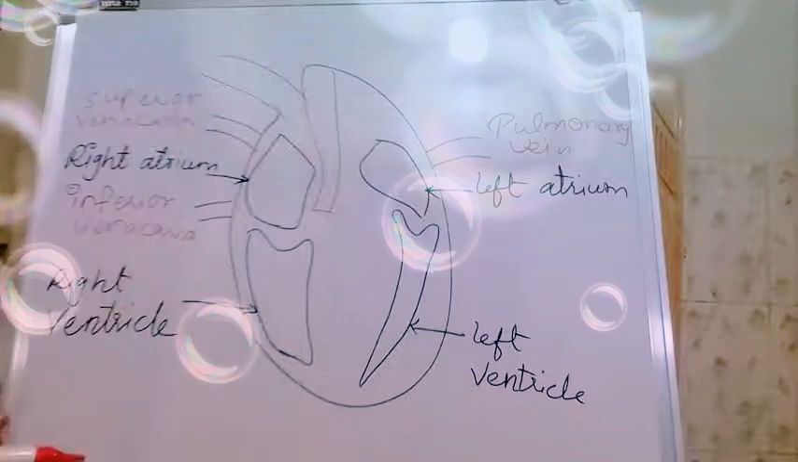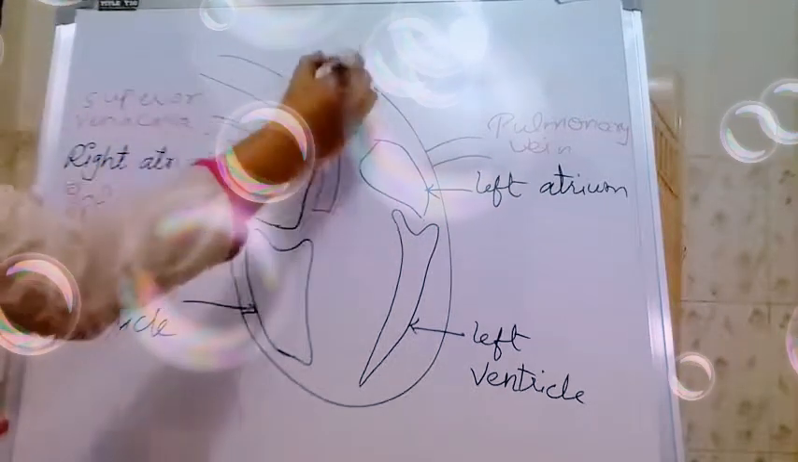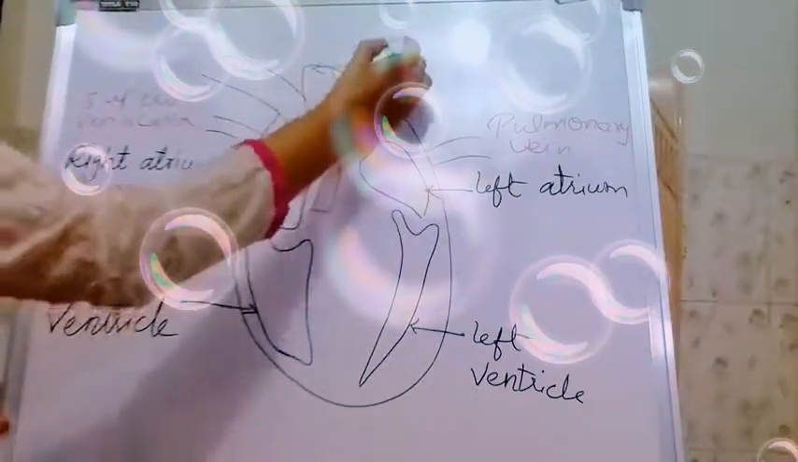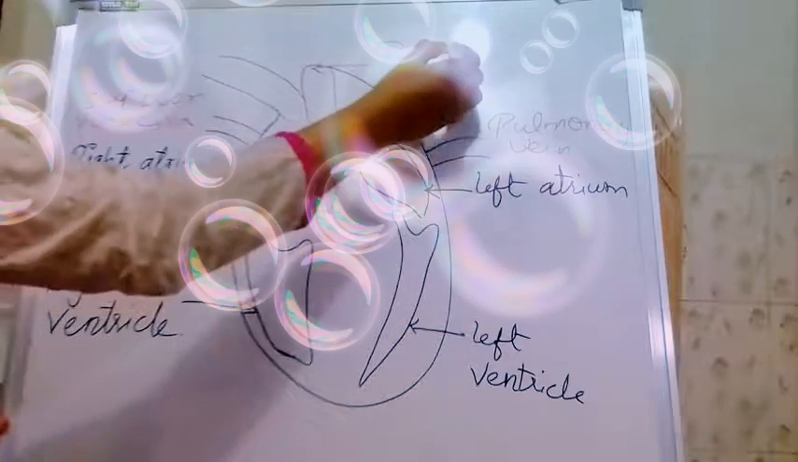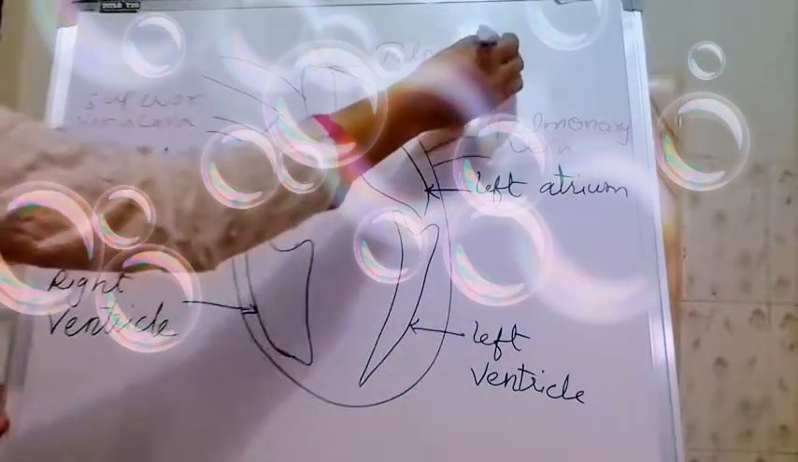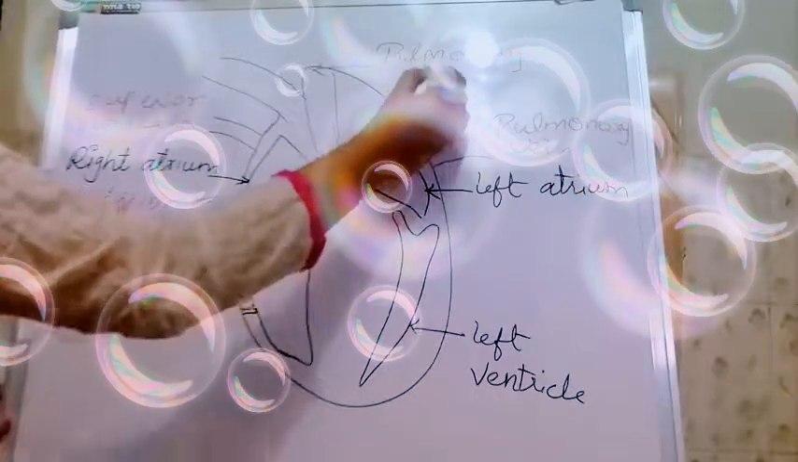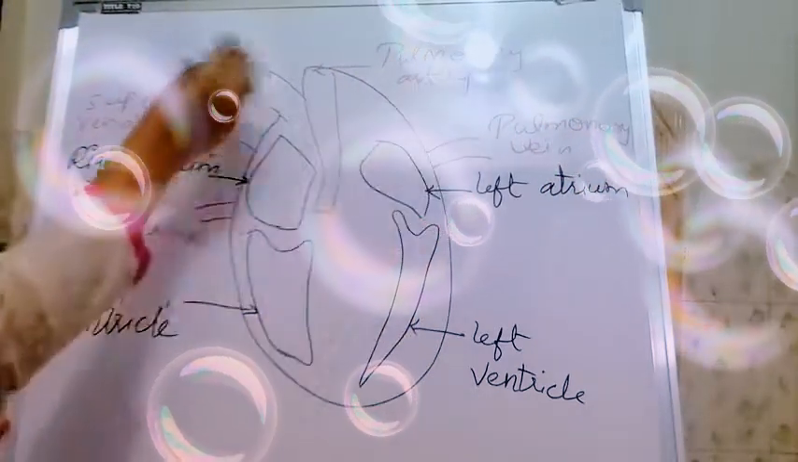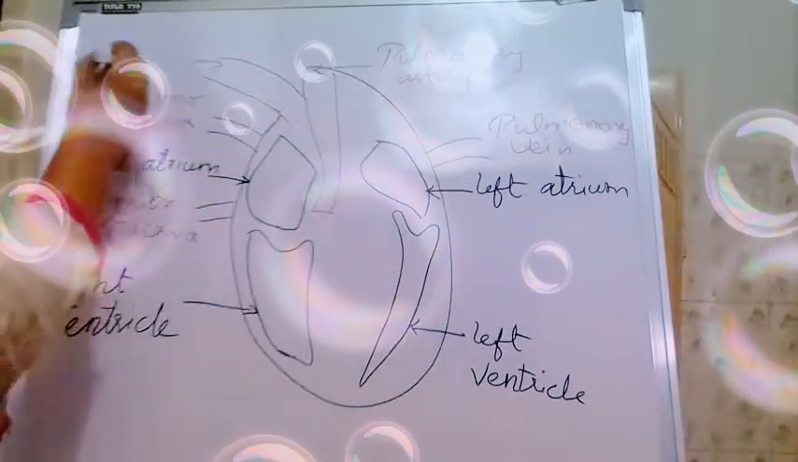Now it's time to label the arteries. So this is the pulmonary artery. And this is the aorta.